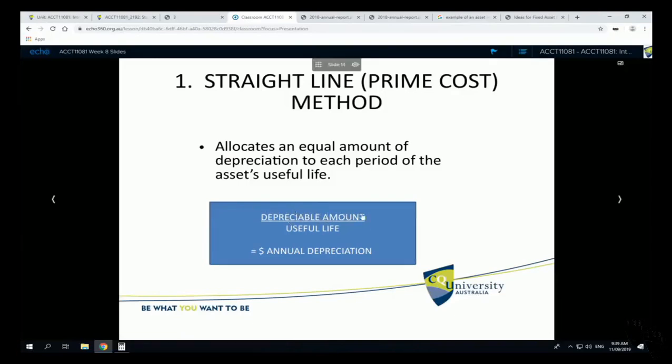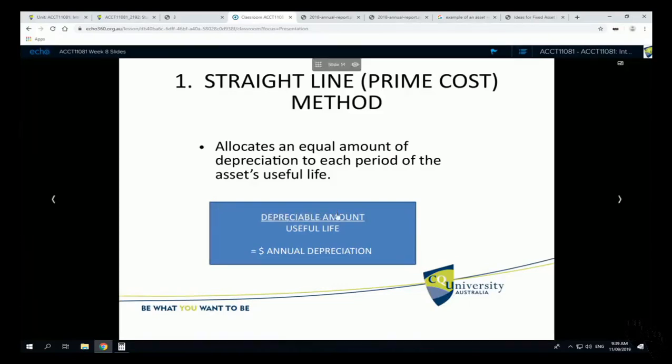Now remember, there are 2 components to that depreciable amount. There is the cost and there is the residual value. So in here, you could replace the word depreciable amount with cost minus residual value. So cost minus residual value equals your depreciable amount. That's the amount that it's going to cost the business to have that asset and use it in generating its revenues for a particular period. That's the amount of cost we want to record and depreciate or transfer to the income statement every year.